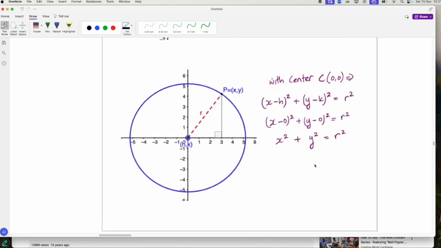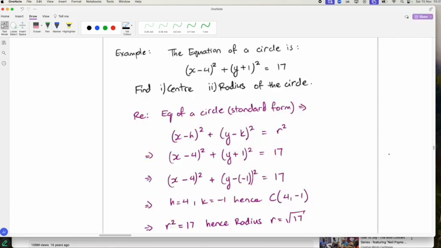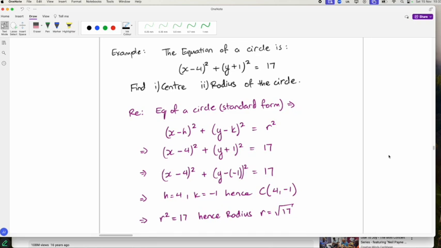This is when the center is 0, 0. When the center is 0, 0, obviously h is 0, obviously k is 0, and this will be the standard form for the equation of a circle with the center as the origin. The equation of a circle is this. Notice this is the equation of a circle.